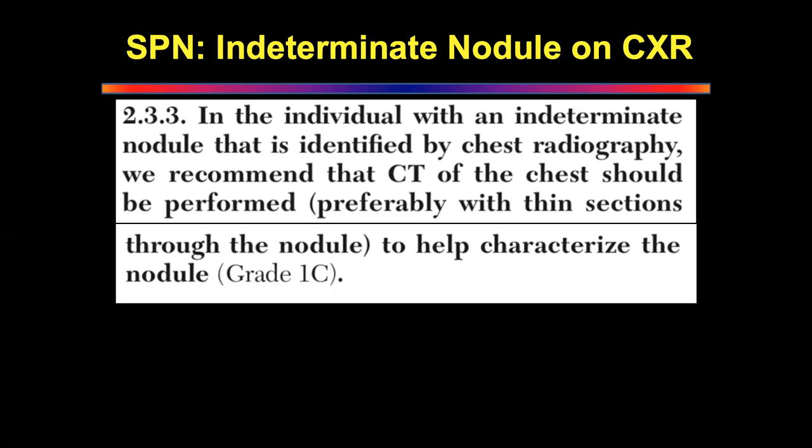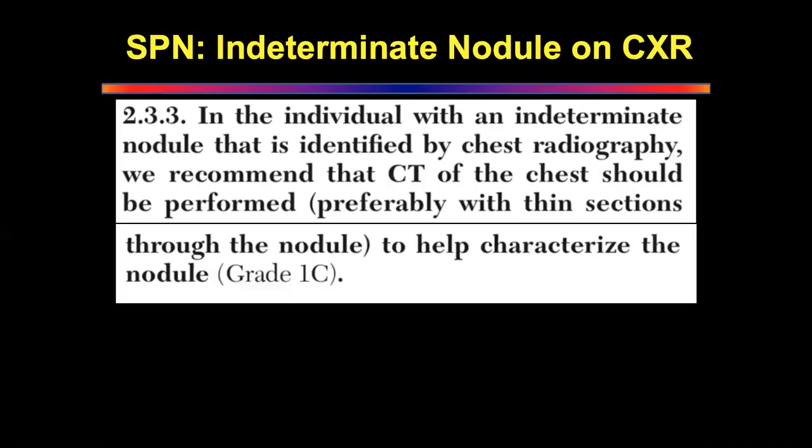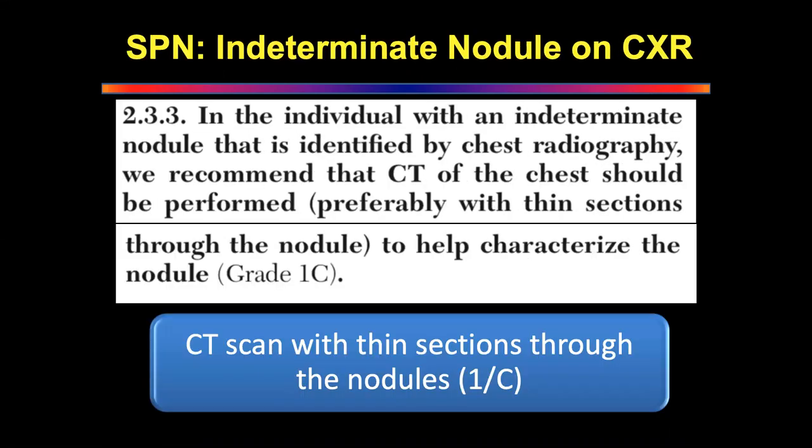If you have an indeterminate nodule on chest X-ray, what is the next investigation? CT chest. That's mentioned in the guideline. Thin slice sections through the nodules, and I told you 1.25 millimeters. Okay, 1.25 mm.